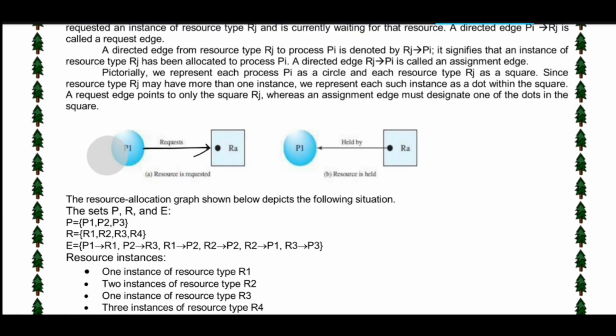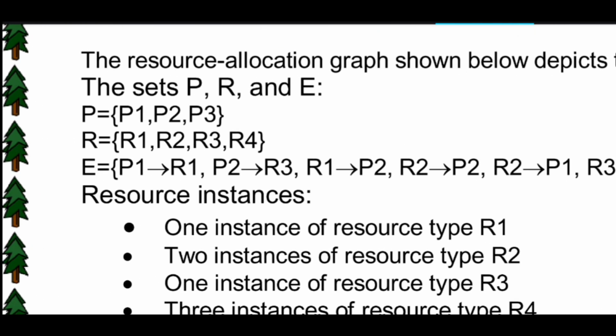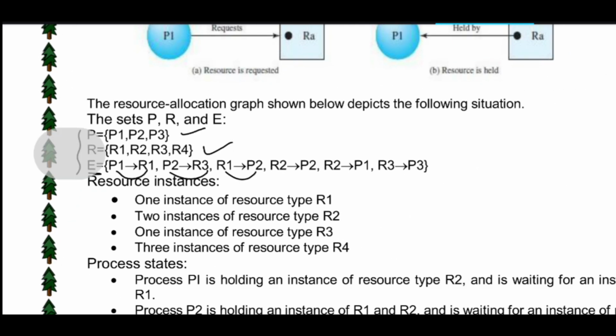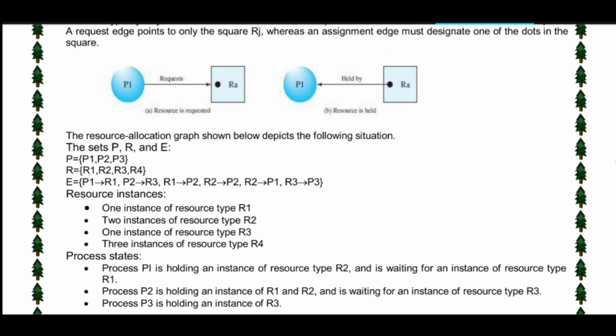This is simple. Here P is the set of processes, these are vertices. Then R is the set of resources, these are also vertices. E means our edges. Edges mean process P1 to R1, then P2 to R3, then R1 to P2. All these are part of the resource allocation graph.